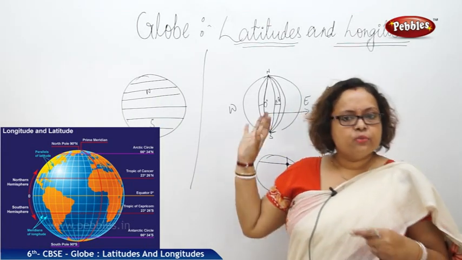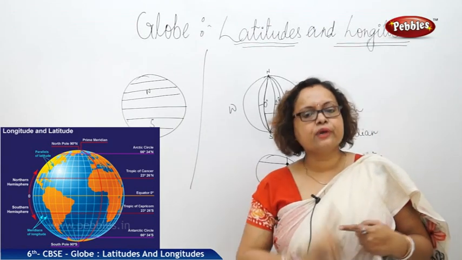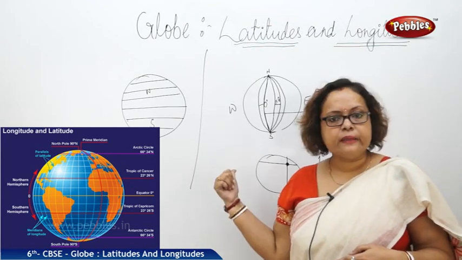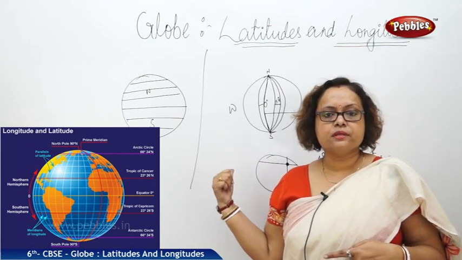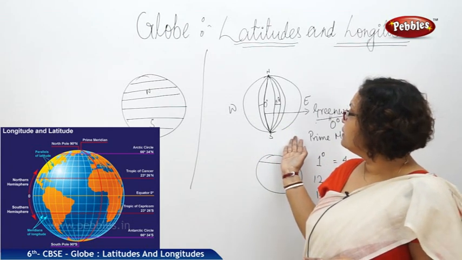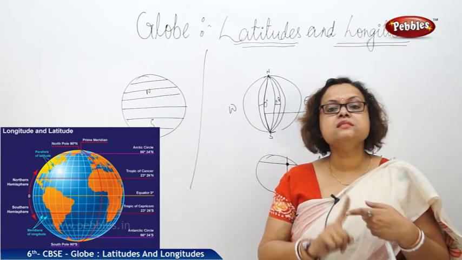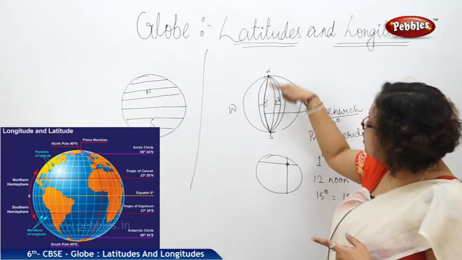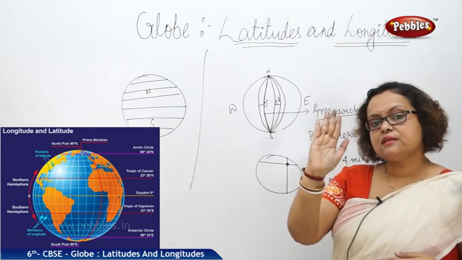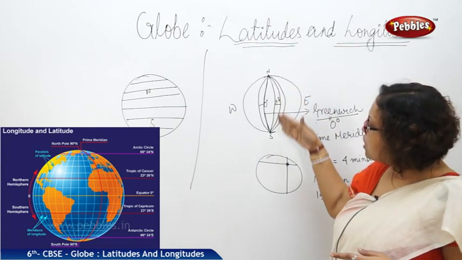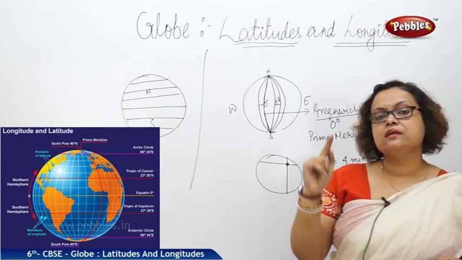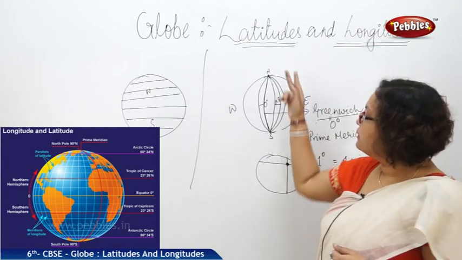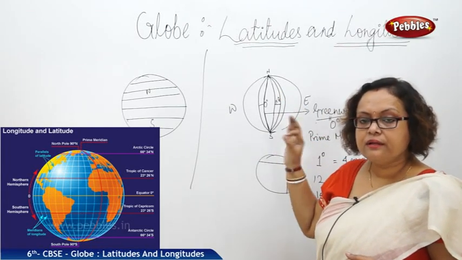Why do we need them? We need latitudes and longitudes to locate a place. We need longitudes mainly to calculate the time of a place. Why are they called meridians? Because they face the sun once in a day. In 24 hours, each longitude, each line of meridian, faces the sun only once. Depending on that, we can find out the time.